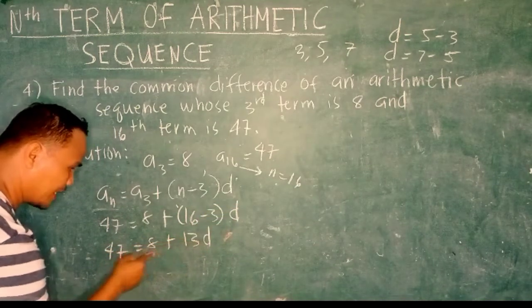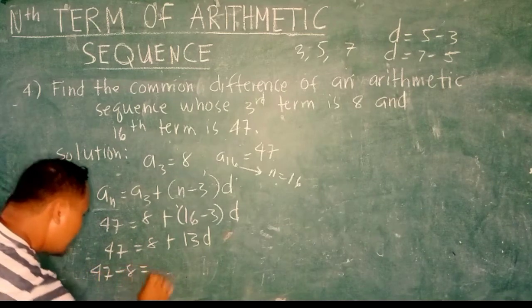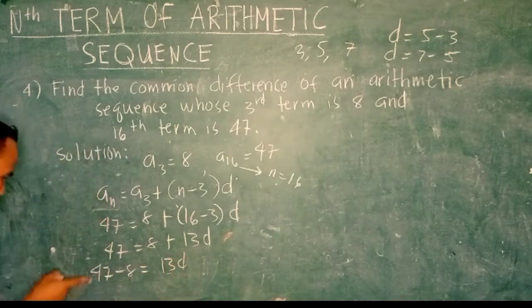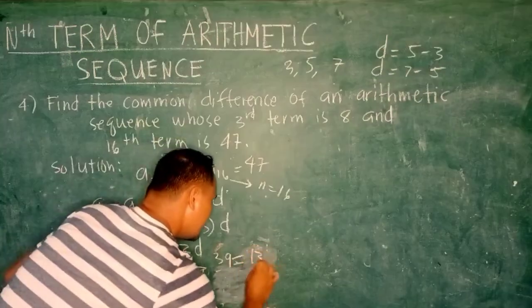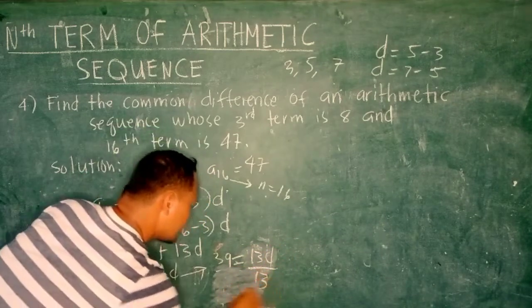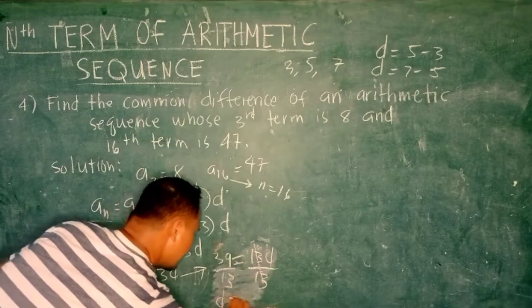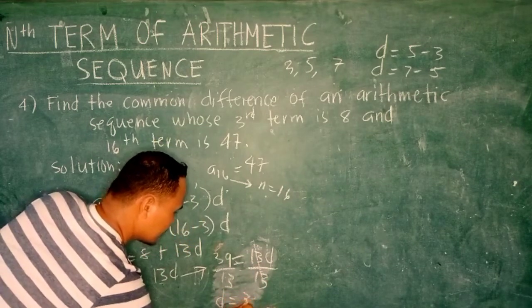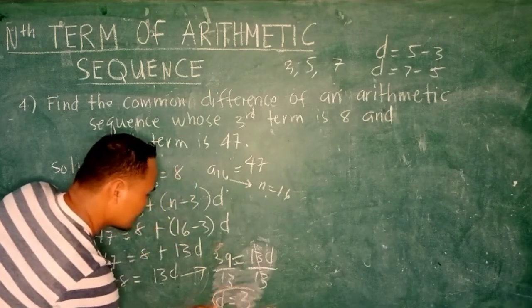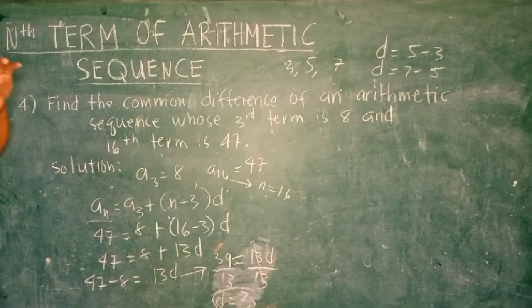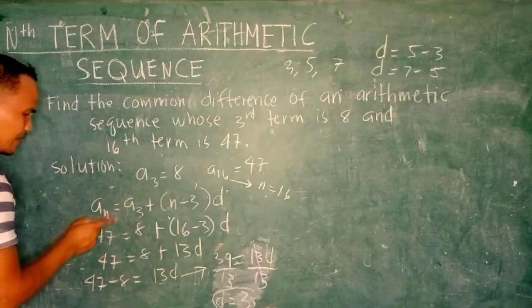Since we cannot combine this one, we transpose: 47 minus 8 equals 13D. And 47 minus 8 is 39, equals 13D. Divide both sides by 13 to solve for D. Okay, cancel. Now, the answer: D is equal to 3. That is how we solve D by using this one.